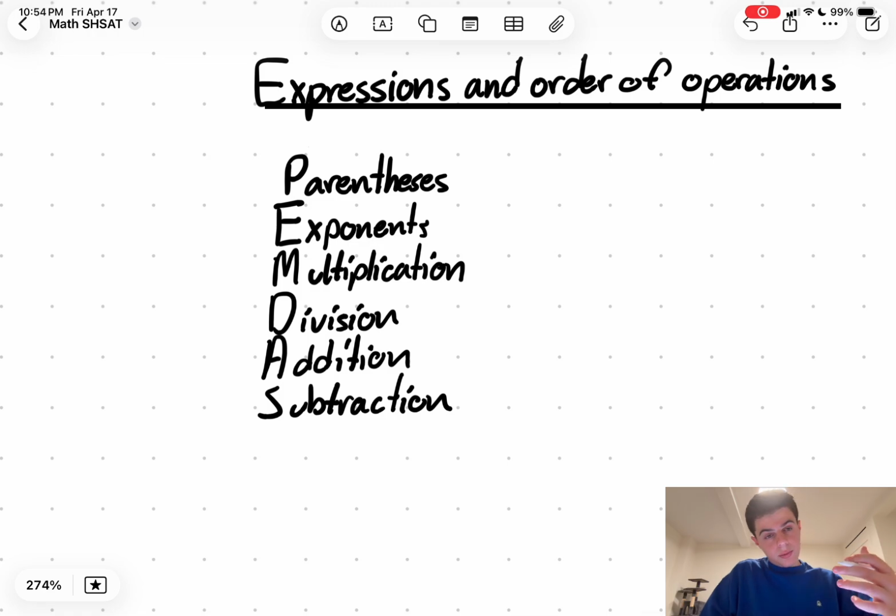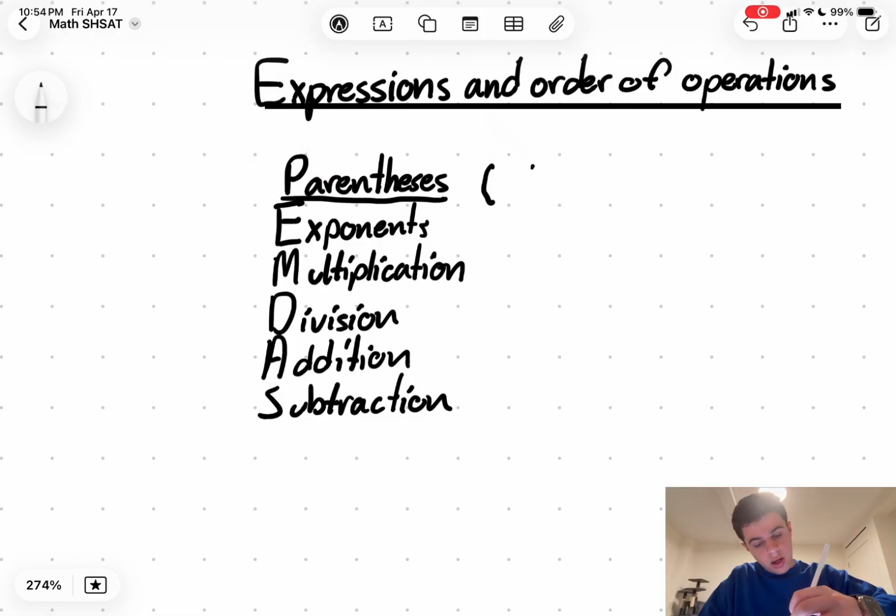So PEMDAS basically dictates in what order we do certain mathematical operations. And operations are simply like multiplying, dividing, adding, subtracting, right? Squaring. Those are all different types of operations. They're things we do to numbers to change them, basically. So PEMDAS, this is how we always approach these types of problems. We're always going to simplify anything in parentheses. So anything that is inside one of these always takes priority.